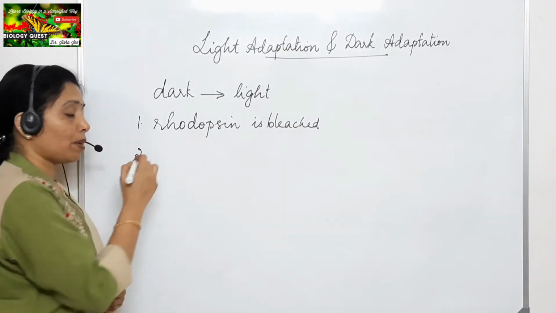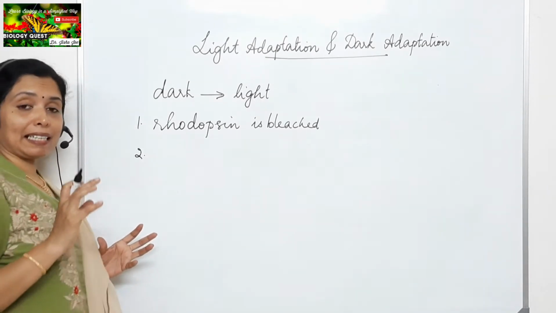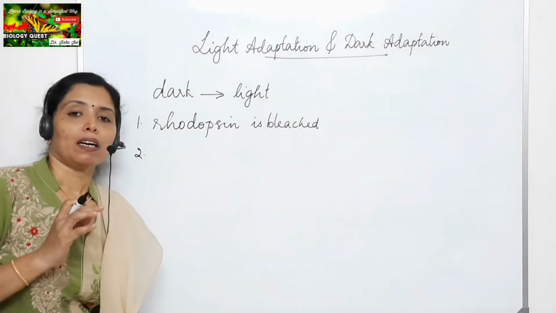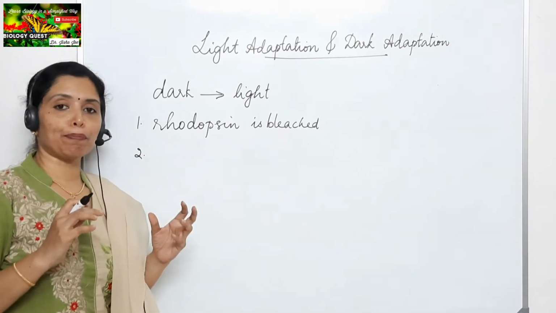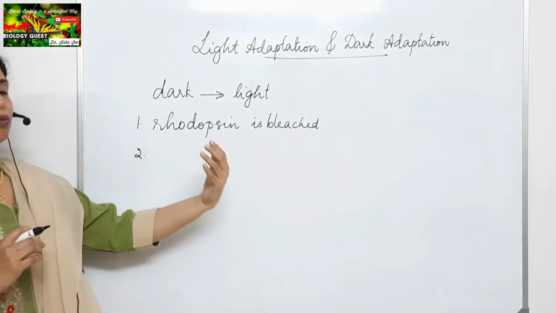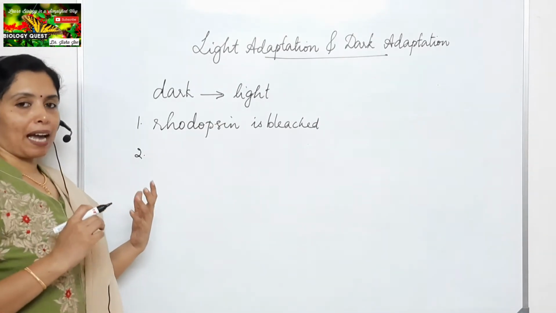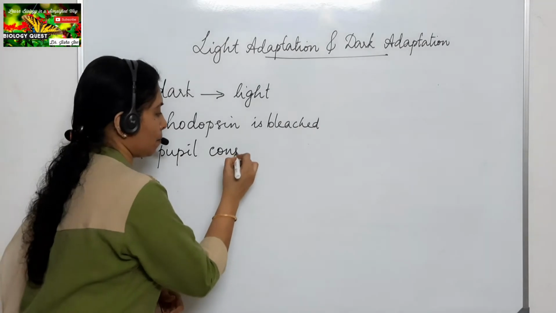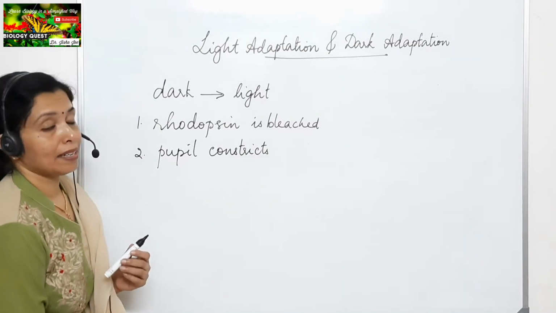And the second thing, when we were in the dark, our pupil was highly dilated to let more light into our eyes. Because we were in the dark room, more light has to enter into our eyes for better vision. So our pupils were dilated. Now, when we move from a dark room to a brightly lighted area, we don't want that much light to enter into our eyes. So what happens? The pupil constricts. So these are the two things that are happening in light adaptation.